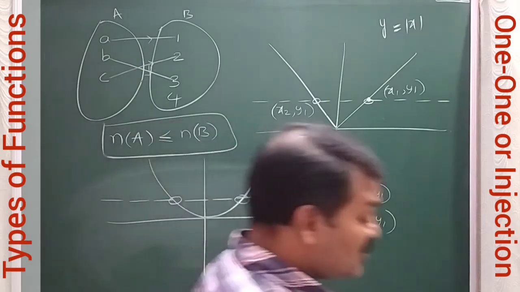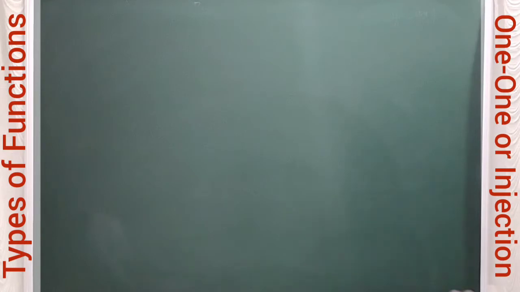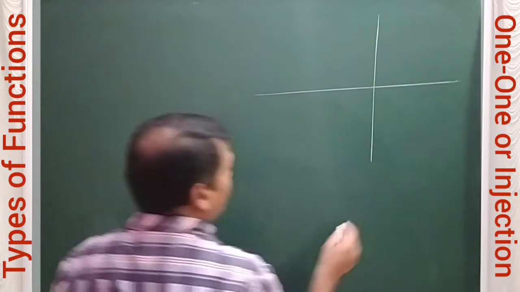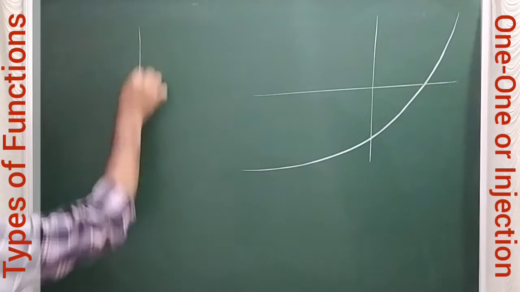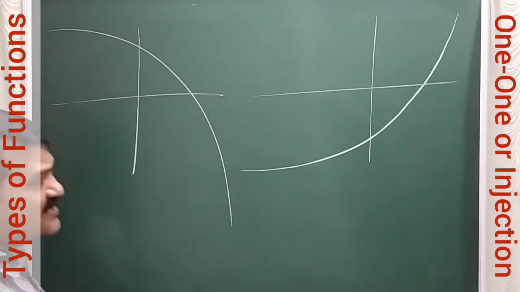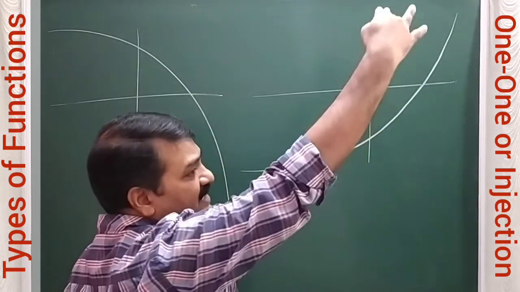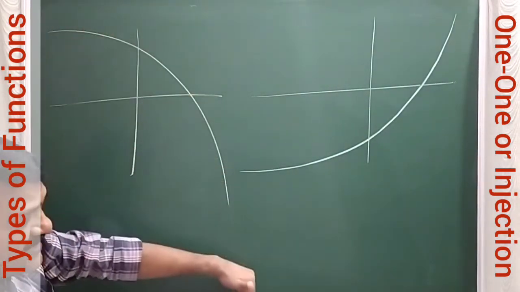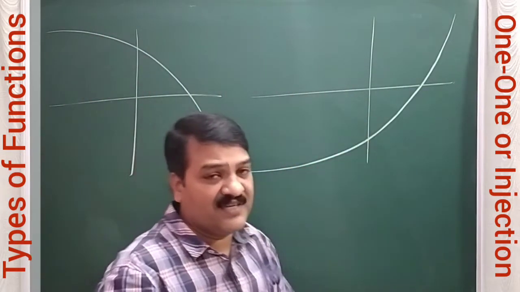Okay. So I can show you different examples now. For example, if I take a strictly increasing function like this, or a strictly decreasing function like this. This is a strictly increasing function because as x is increasing, y is also increasing, and this is a decreasing function. As x is increasing, y values are decreasing. So this is an example of a decreasing function, and this is an example of an increasing function.